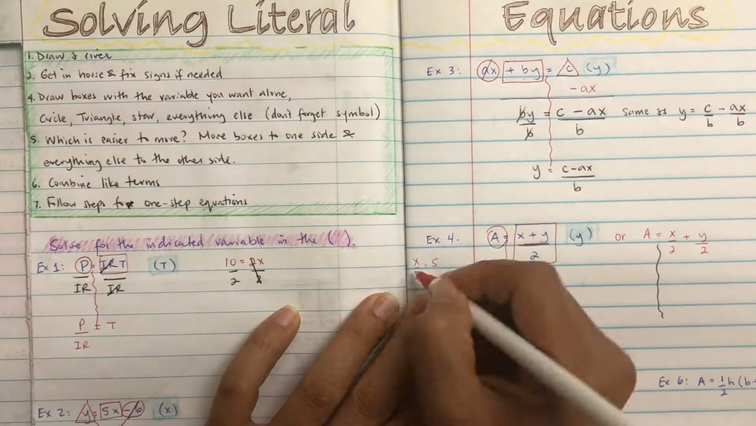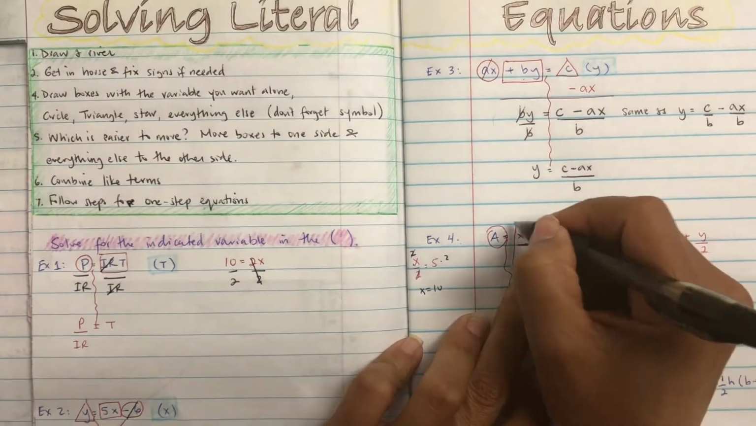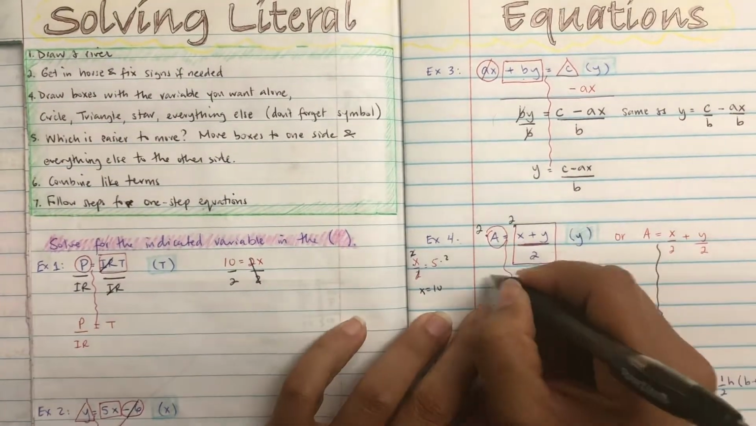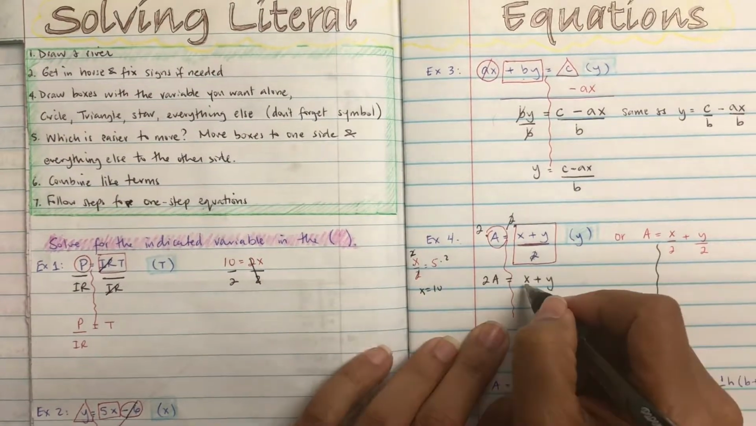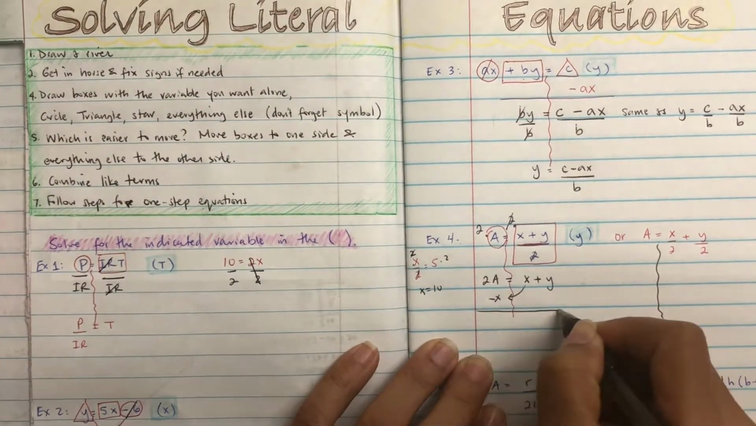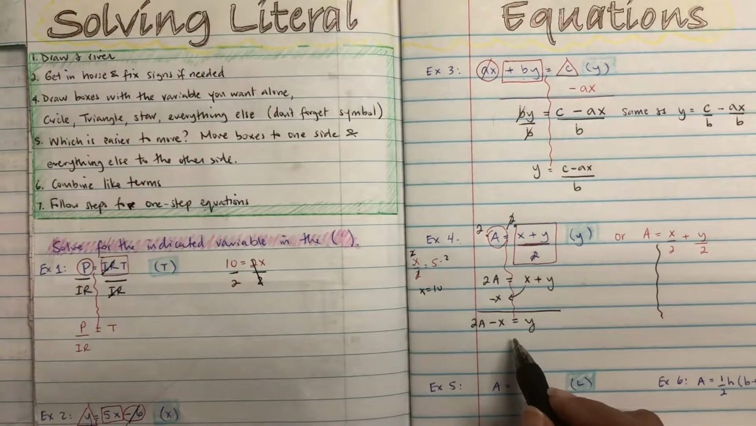Well, if I had x over 2 equals 5, I would multiply everything by 2, and those 2's will cancel to get x equals 10. So that's the same thing I'm going to do here. I'm going to multiply everything by 2. And you can see that the 2 on the top and the 2 on the bottom cancel. Then I can move x to the other side, which will be minus x. And I'm just going to rewrite that: 2a minus x equals y.